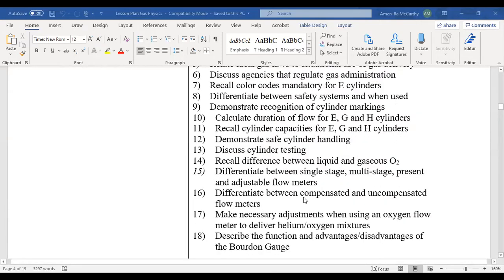You have to be able to tell what's compensated and uncompensated for the flow meters, not the ABG, just the flow meters. Some flow meters are compensated, some of them are uncompensated. You want to tell me, how do you know which one is which? Make adjustments when using oxygen flow to deliver helium and oxygen mixtures. Helium is a gas, right? And it also can be used with oxygen. Describe the function and advantages and disadvantages of the Bourdon gauge.